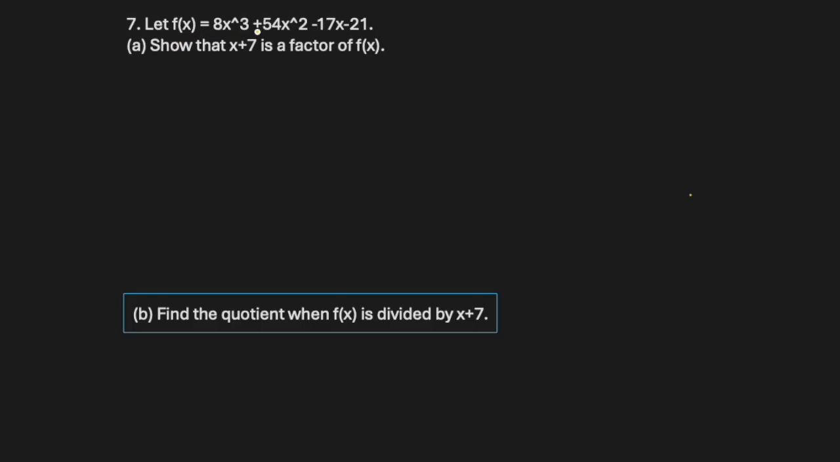Let f(x) be 8x cubed plus 54x squared minus 17x minus 21. Show that x plus 7 is a factor of f(x). For being a factor, if x plus 7 is a factor, so if x plus 7 is equal to 0, if the factor is 0, if I multiply it with anything it will become f(x), which will also be equal to 0.